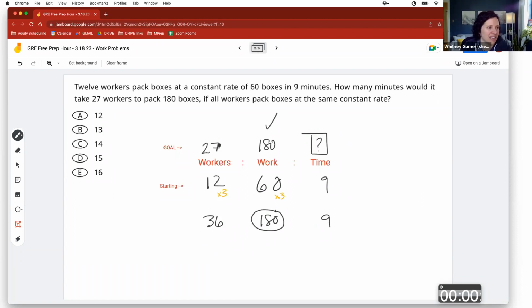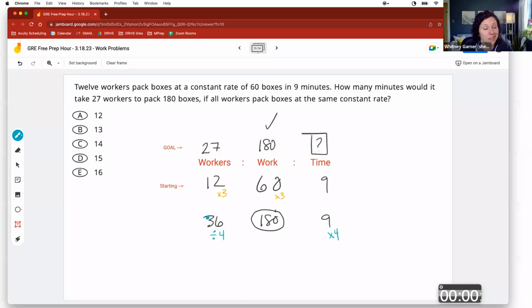Or I want to get something that I could turn into a 27, right? So actually 36 is 9 times 4. So what if I divided this one by 4? So I'm going to divide this one by 4, and so I'm going to multiply this one by 4.